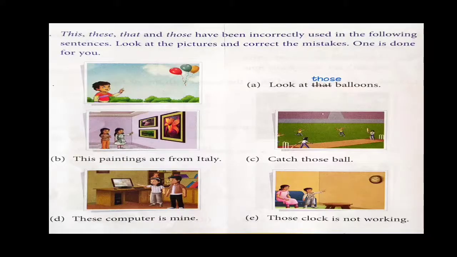Children, we already know that the words this and that are to be used with singular form words, and the words like these and those are supposed to be used with plural form words. The words this, these, that and those have been incorrectly used in the following sentences given in your textbook on page number 34. Here we have to look at the pictures and correct the mistakes. One is done for you.